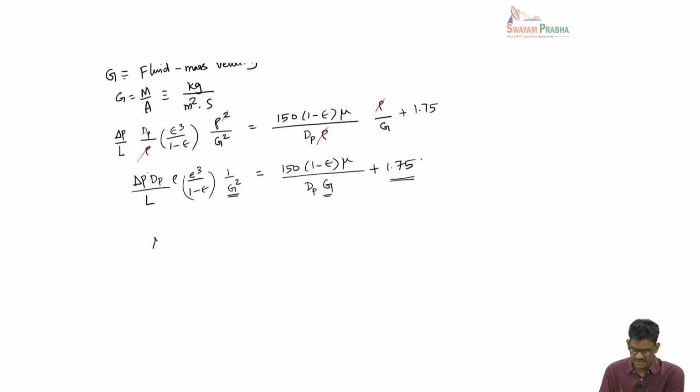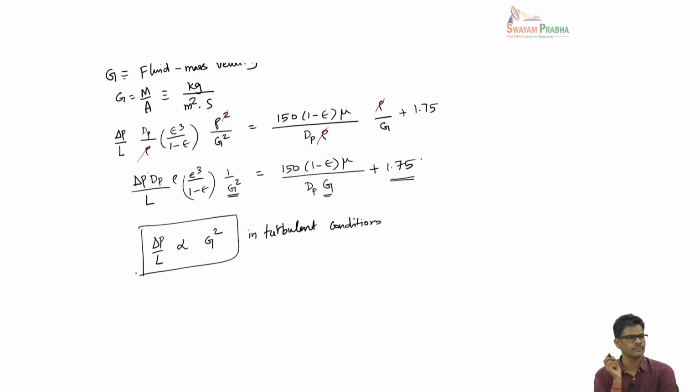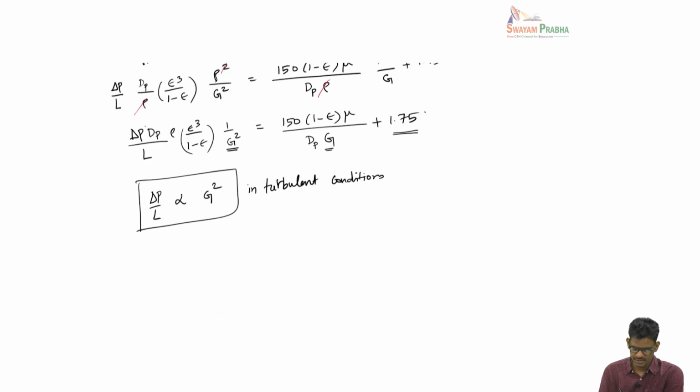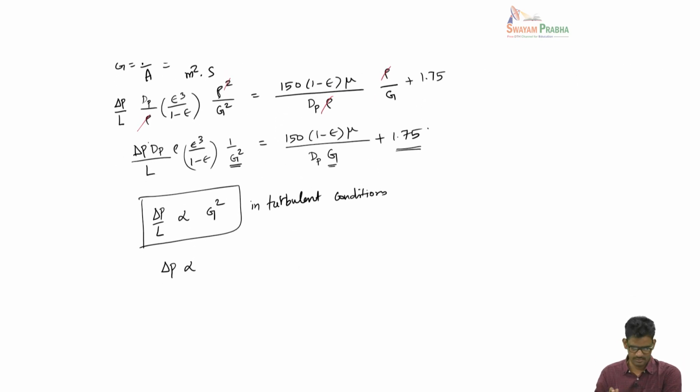Then I can show that delta P by L is actually proportional to G squared in turbulent conditions. So delta P by L, the pressure drop per unit length, is proportional to the square of the mass velocity. What does this mean? It means delta P is proportional to G squared, and G is nothing but m by A.